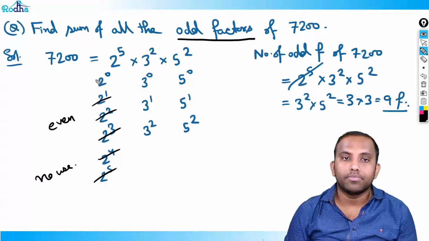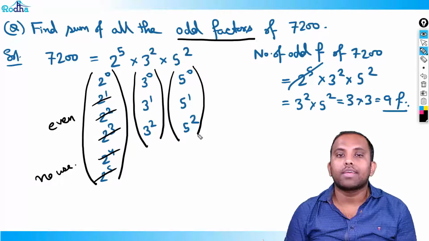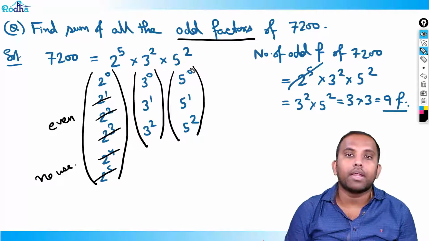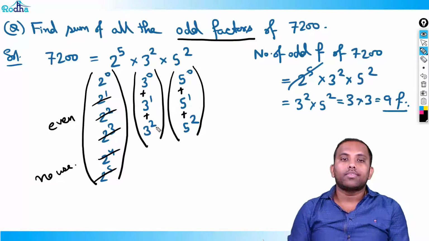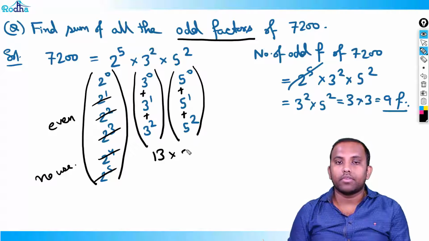So what will contribute then? This is the bracket of 2, this is the bracket of 3, and this is the bracket of 5. So what is the sum of all the odd factors? Again the same funda: add inside the bracket and then multiply. So we simply add inside each bracket. What is the sum here? 3 squared is 9, plus 3 is 12, plus 1 is 13. And here 25 plus 5 is 30, plus 1 is 31.